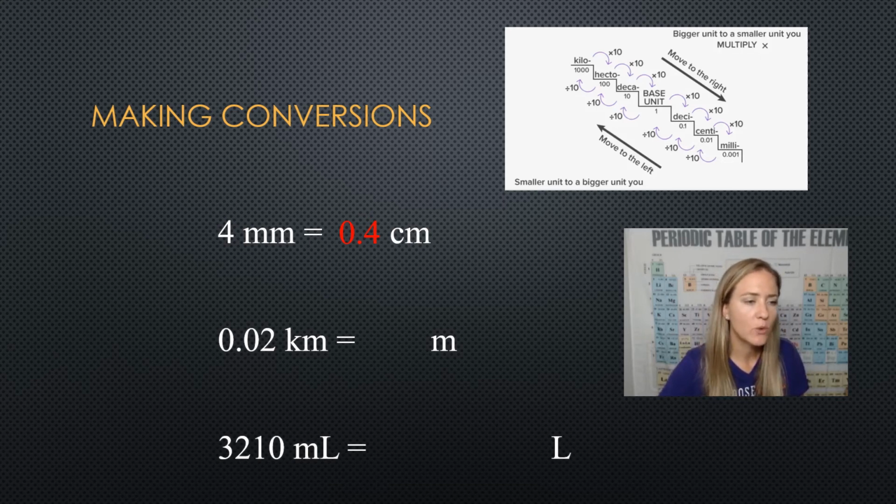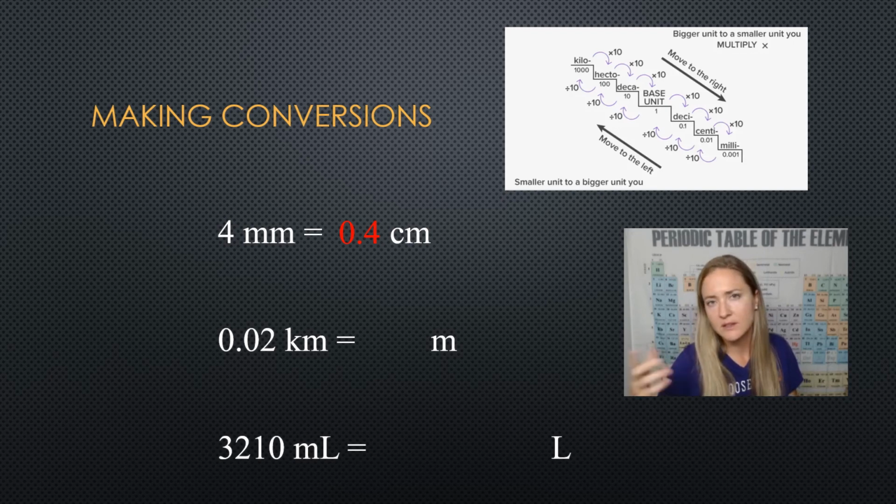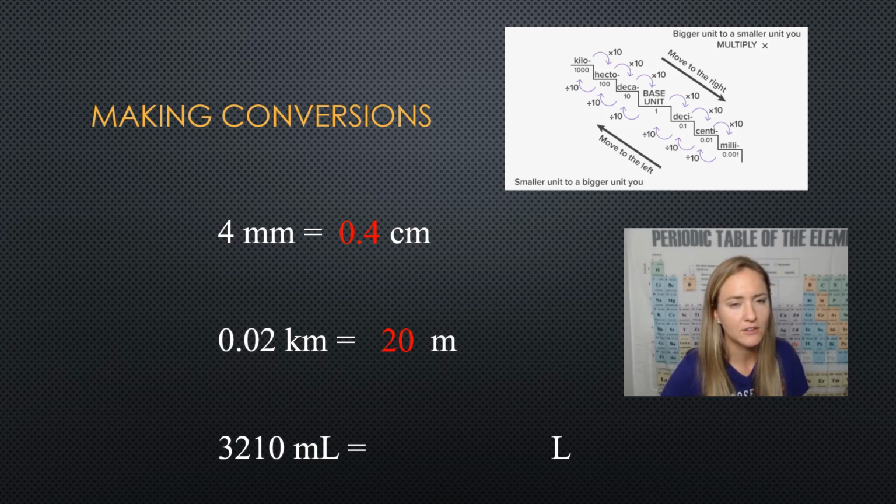Next one, I have 0.02 kilometers, and I want to go to my base unit meters. So start at kilo, and I go 1, 2, 3 places to the right to get my base unit. So after I move 2 places, I'm out of numbers, I've got to add a 0. So I end up with 20 meters as my correct conversion.